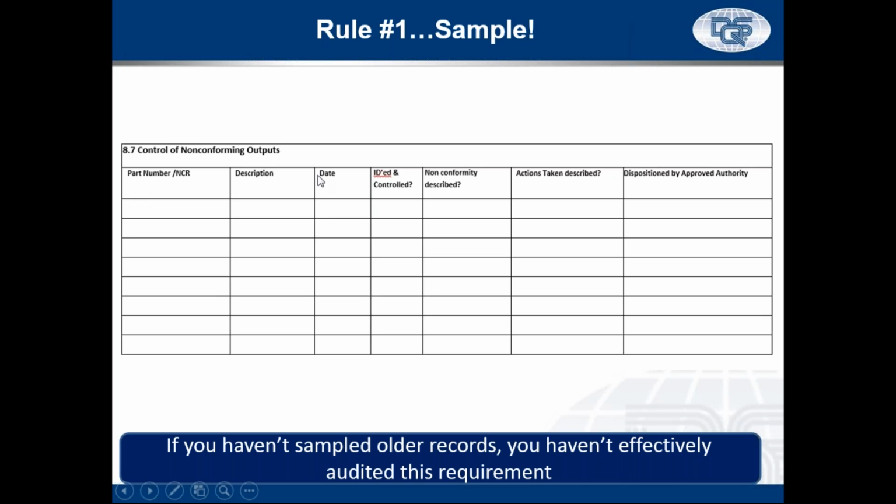So: part number, description, date. It's always good to have dates so we can see your sampling back in time. Whether it's identified and controlled, is the non-conformity described, actions taken, and disposition authority. So again, I started with this: if you have not gone back and sampled those records, you can't really take credit for auditing 8.7. You shouldn't be ticking it off because you didn't do the whole requirement. And we want to do the whole requirement when we're doing this.